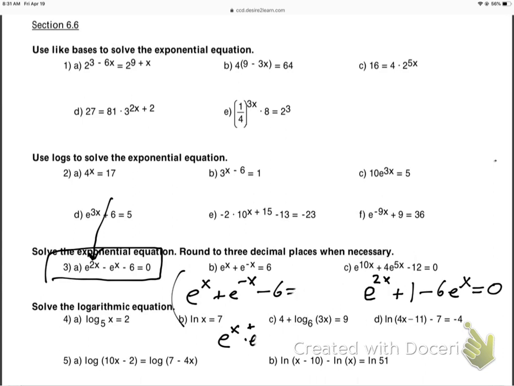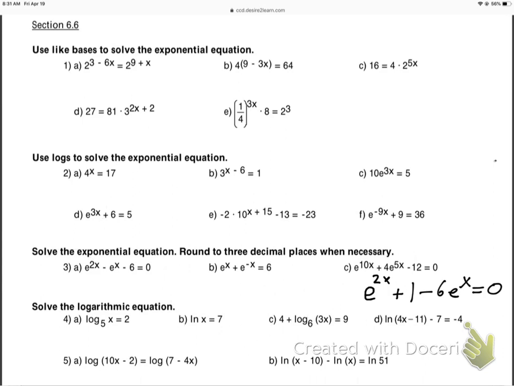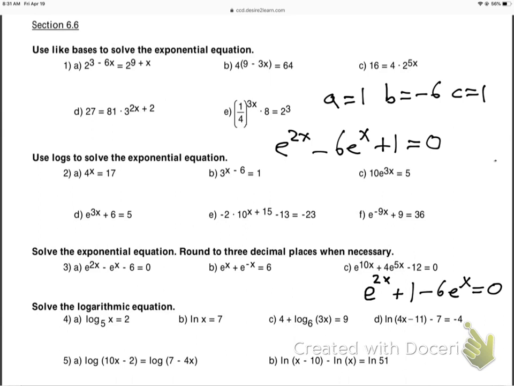So I now have this in order. e to the 2x minus 6 e to the x plus 1 equals 0. Now again, unfortunately with this, this is like saying a equals 1, b equals -6, and c equals 1. I can't factor it. I've got to use the quadratic equation formula. So I'm going to leave that there because you are going to get basically what e to the x equals.